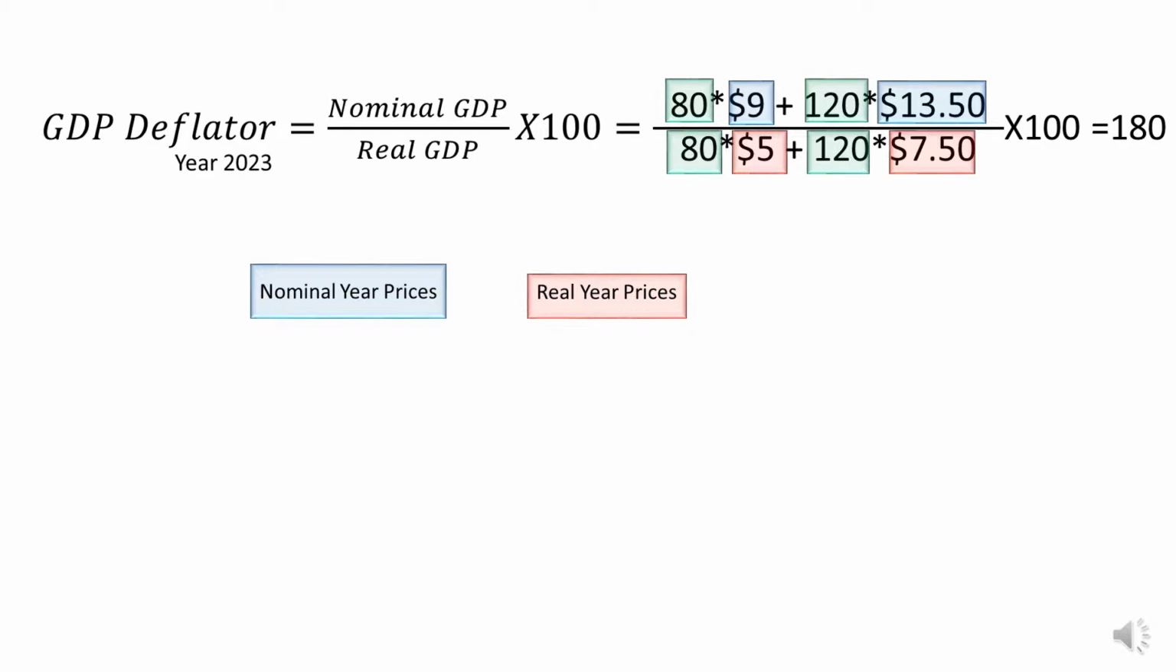So in this video, what I'm going to show you is how to get the nominal GDP divided by the real GDP times 100. And you can see here the green one is going to be the quantities, and the $9 is going to be the nominal prices, $5 is going to be the real year prices, also the $7.50 is going to be real year prices, and the $13.50 is going to be the nominal prices. I'm going to show you how to do this calculation.